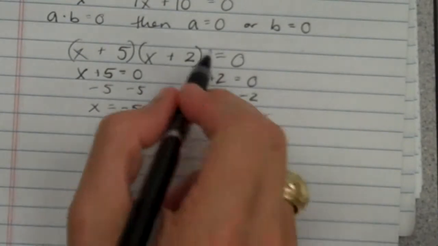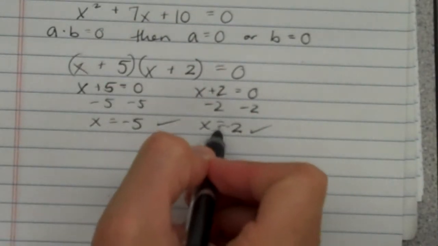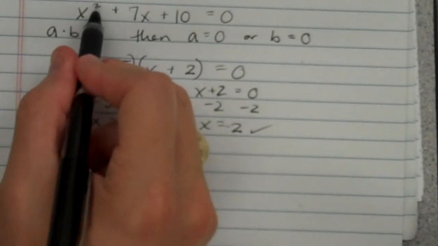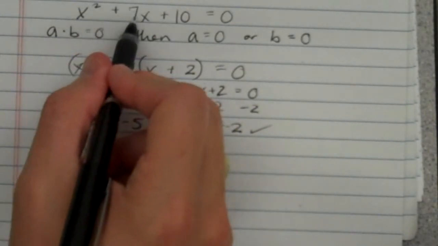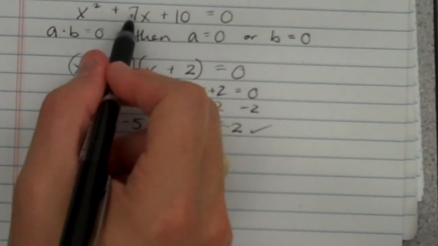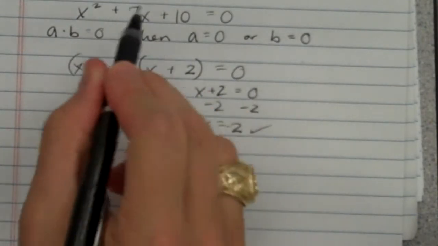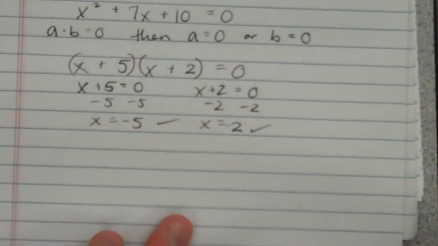So let's go back into our original equation. If I put a negative 2 in here, negative 2 squared is 4, plus 7 times a negative 2 is a negative 14. That would be a negative 10. Negative 10 plus 10 equals 0, and the same for negative 5. Okay? So that's what we're doing. That's how we're using them to solve.